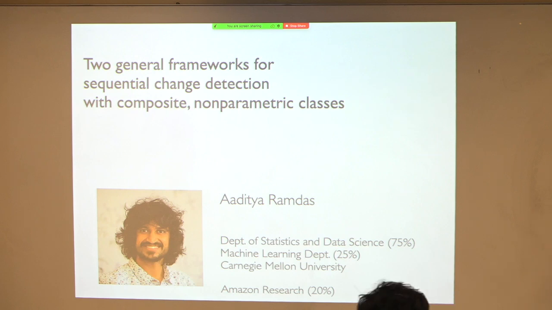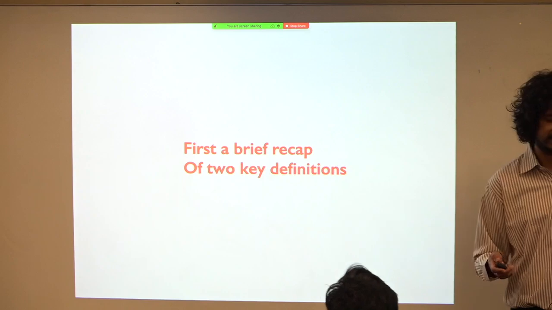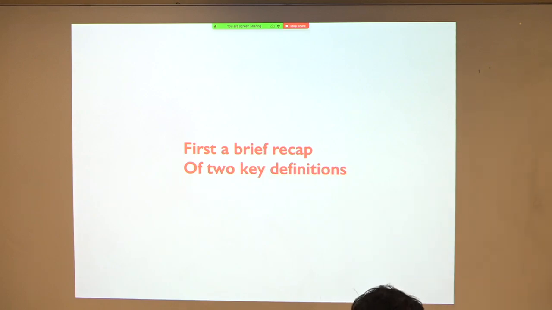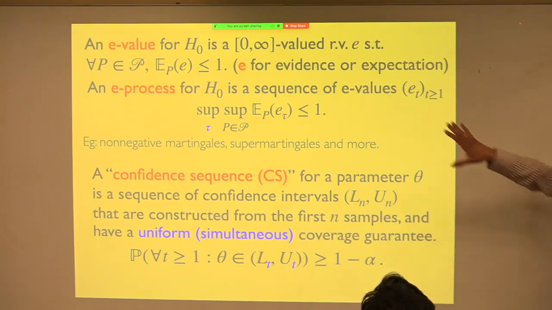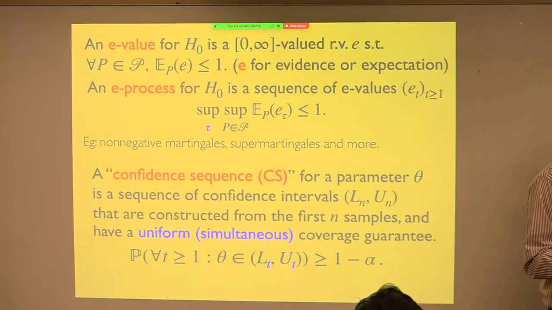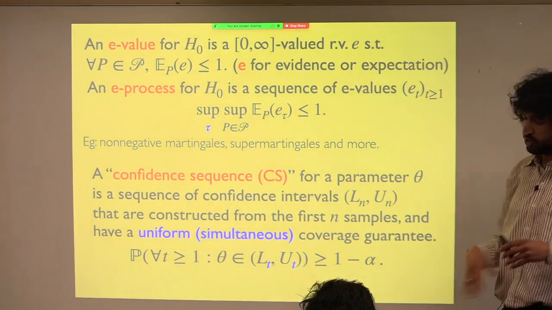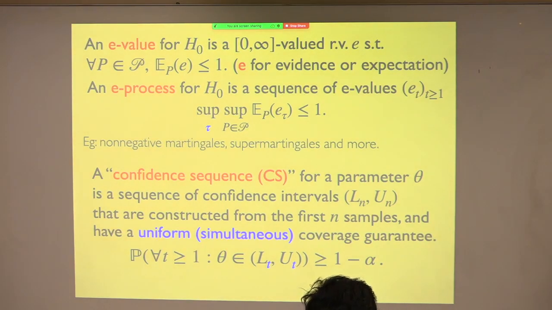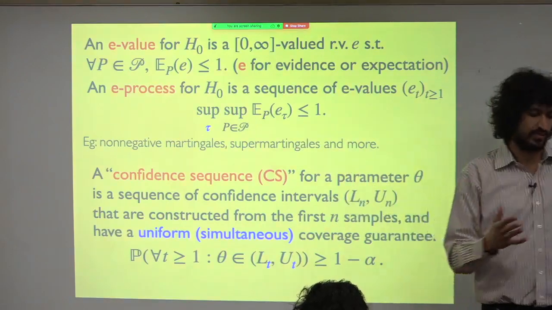We're going to need two key definitions from the previous lectures, which some of you were there for and some weren't, so I'll just recall them. The first one is that of an E process. This is a non-parametric composite generalization of a likelihood ratio. For a composite null that I'm testing, an E process is a sequence of non-negative random variables whose expected value at any stopping time is less than or equal to 1.